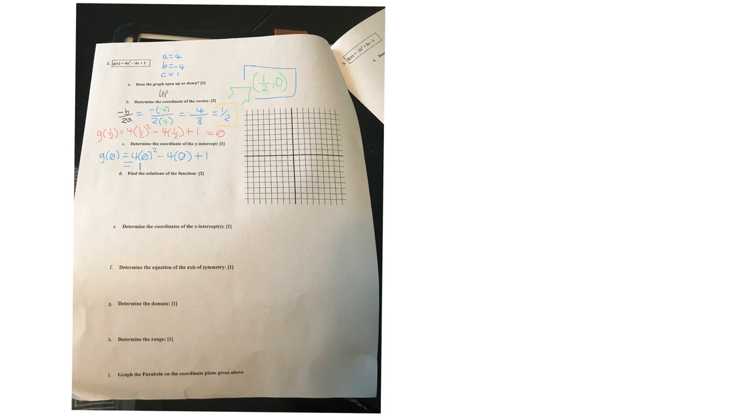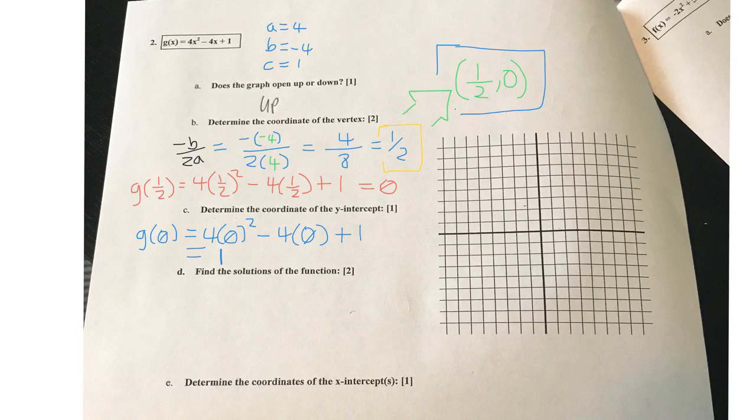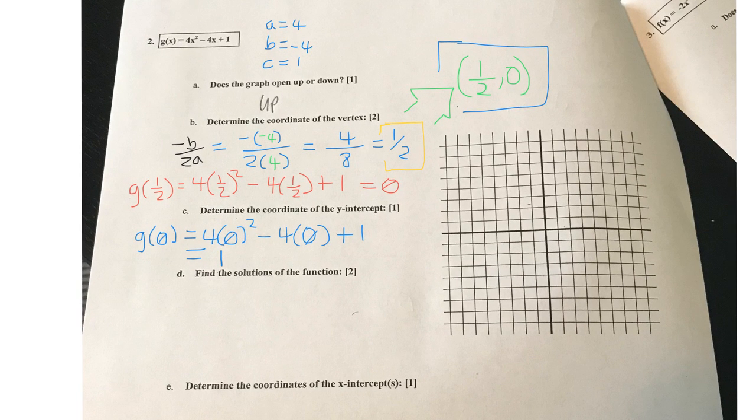All right, so find the solutions of the function. Now, before, when we found the solutions of the function when it was in vertex form, we used the square root method. We set y, we could call this y, we set it equal to 0, and then we solved using the square root method. However, in this case, when we find the solutions of the function, since it's written in general form, I would advise just simply relying on the quadratic formula.